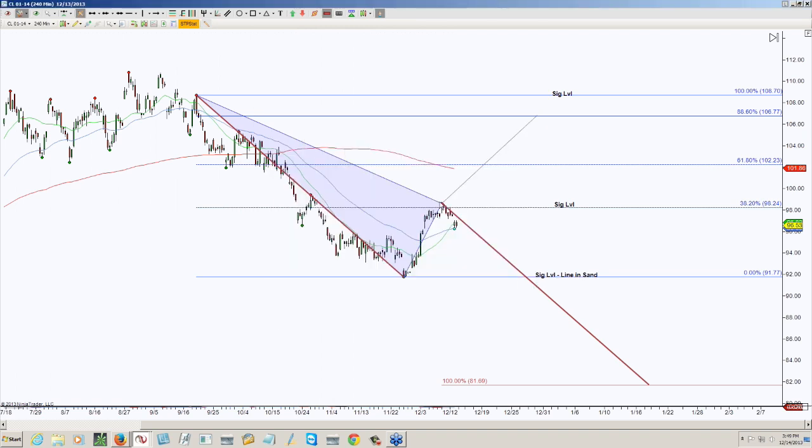And as long on this pullback, as long as price holds above here, my bias and my target is going to be 106.77. If price comes down here and takes out 91.77, it's going to invalidate the blue pattern and focus on completing the ABCD. That's the 4-hour scenario, right?